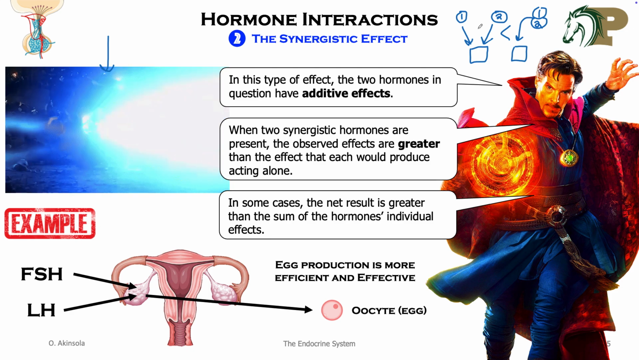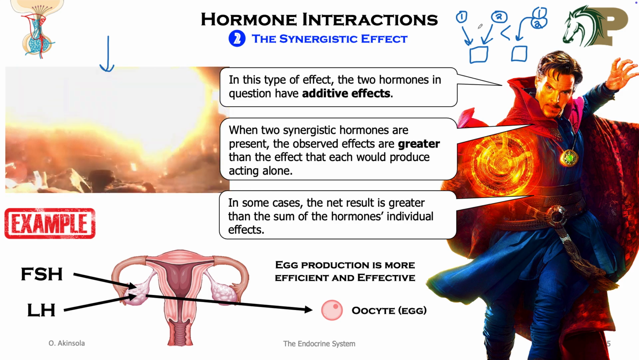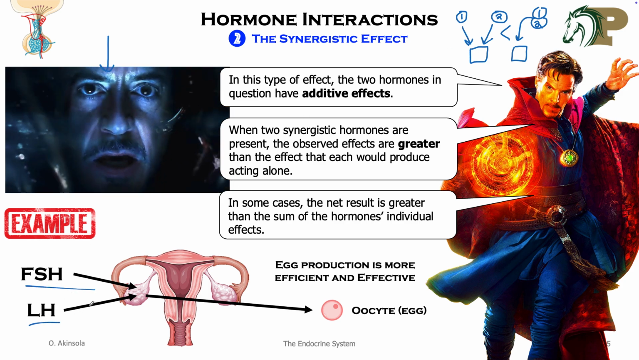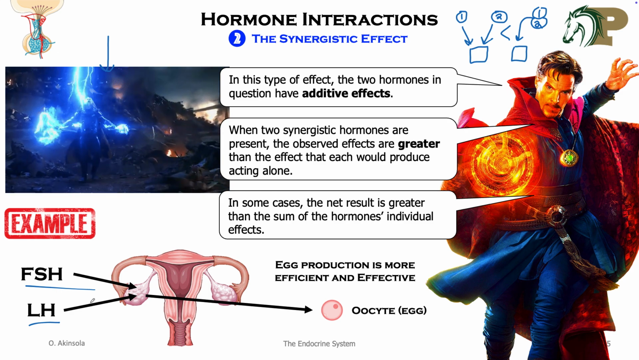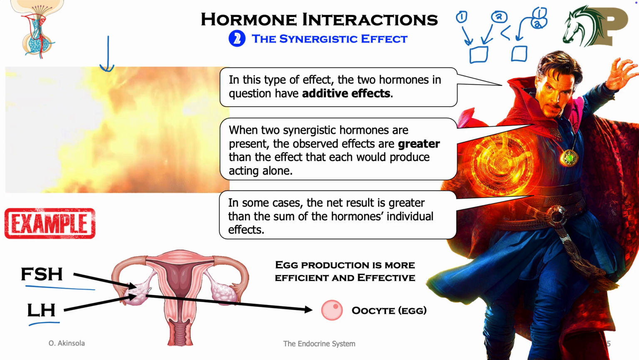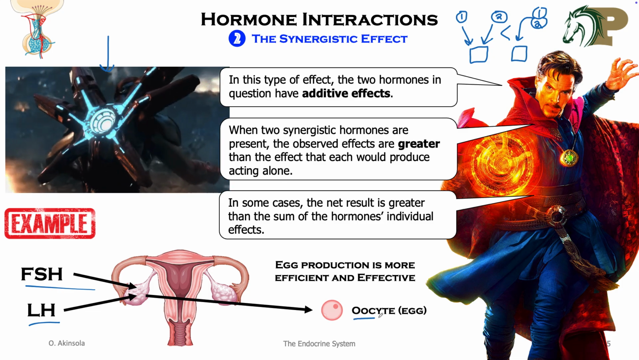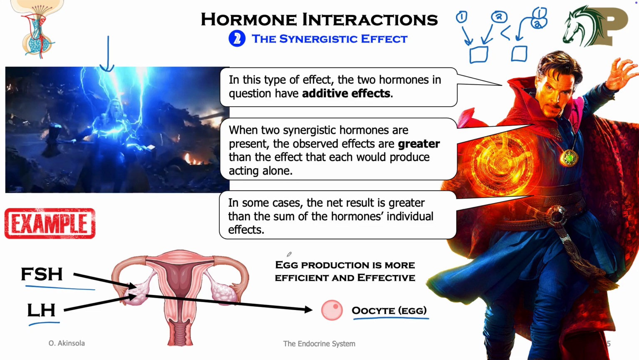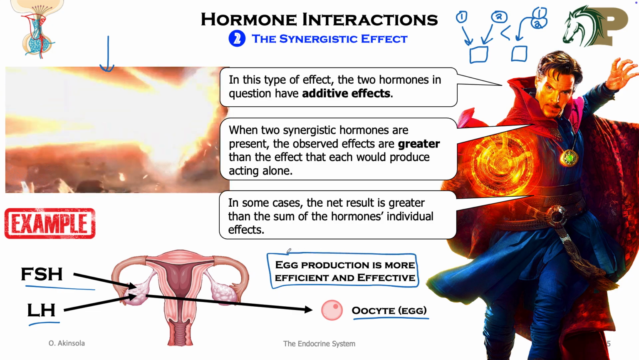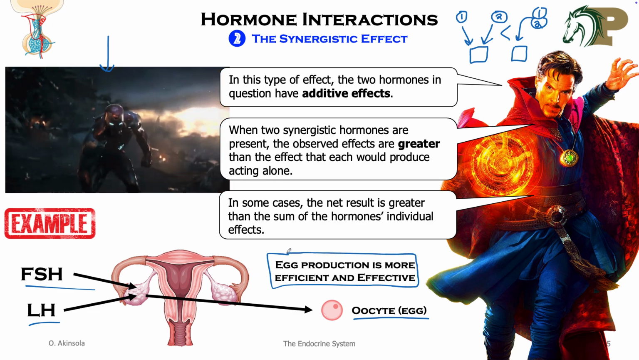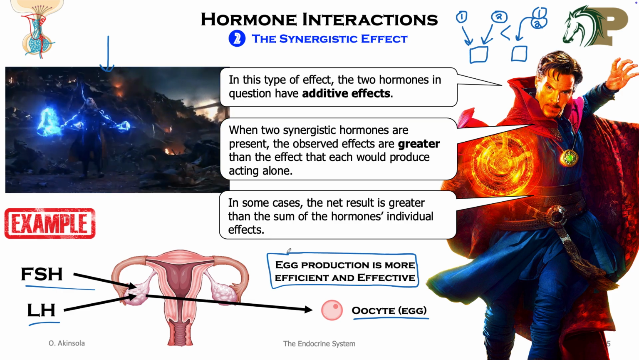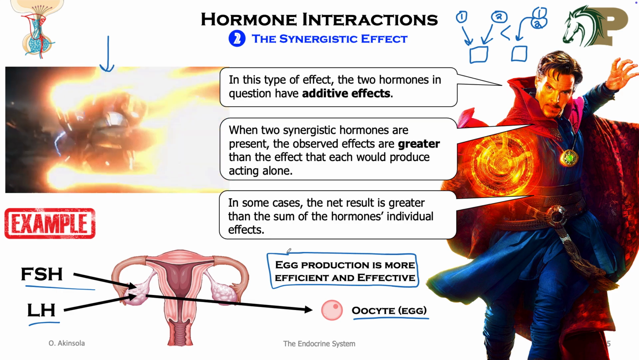An example of this is FSH and LH, the two gonadotropic hormones, acting synergistically on the ovary to produce an oocyte, or an egg. Egg production is more efficient and effective when these two hormones act synergistically. So that's your synergistic effect.